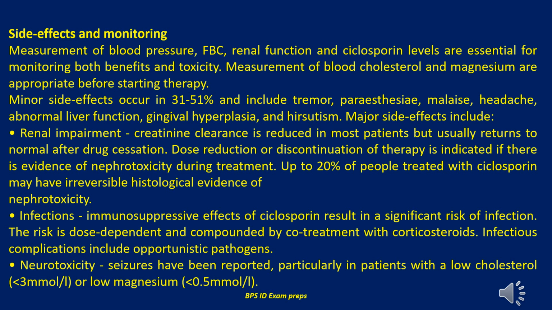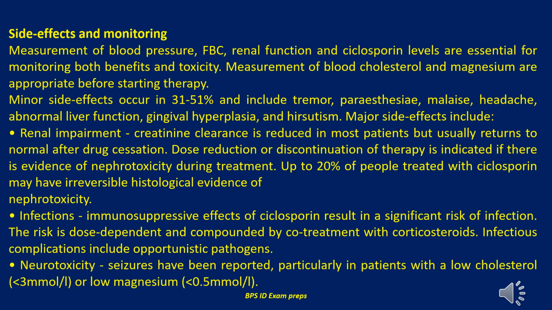1. Renal impairment. Creatinine clearance is reduced in most patients but usually returns to normal after drug cessation. Dose reduction or discontinuation of therapy is indicated if there is evidence of nephrotoxicity during treatment. Up to 20% of people treated with cyclosporin may have irreversible histological evidence of nephrotoxicity.